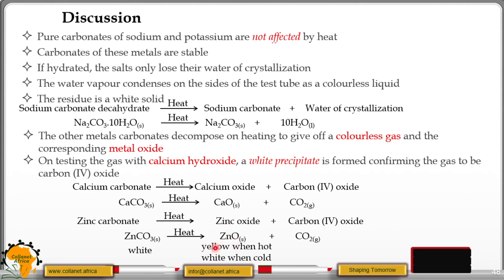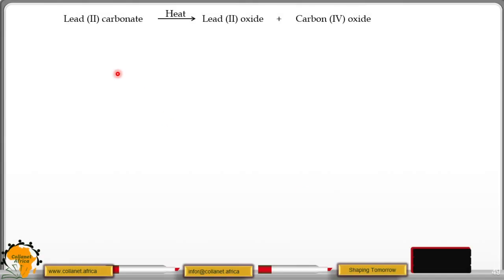Mind you, this color is very important because it is only zinc oxide that will give you yellow when hot and white when cold. Then let's look at lead carbonate. If you heat lead carbonate, you get lead oxide plus carbon 4 oxide. Again, lead carbonate is a white salt or a white solid. When it is hot, it's still white, but when you cool it, you get an orange solid. So it's orange when cold.